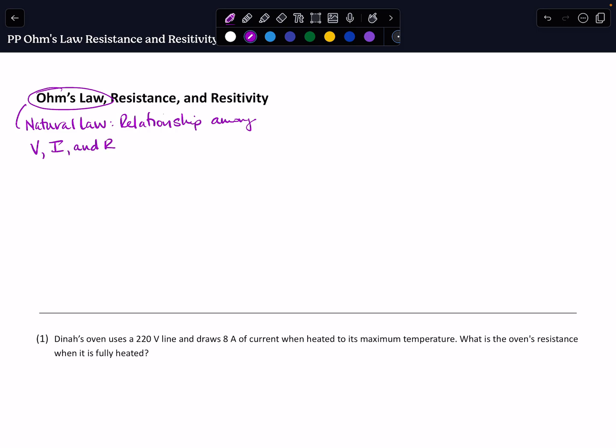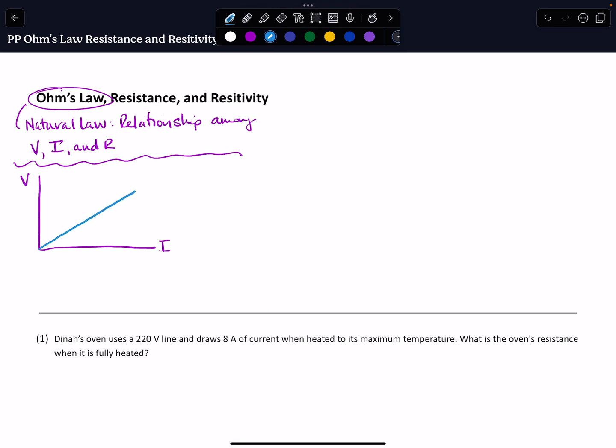Now, a natural law is something that explains how something happens. So we tend to have a formula, and that is also the case here with Ohm's law. As part of determining what that formula is, we tend to do a lab where we look at the voltage and the current within a circuit when we put different resistors in place within that circuit. What we find is that the relationship looks something like this when we plot it out. And that tells us that there is a linear relationship between these two variables.